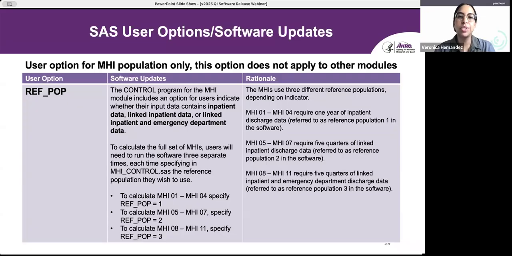So the values for this option include RefPop 1 for MHIs 1 through 4, which require 1 year of inpatient data. RefPop 2 for MHIs 5 through 7, which use 5 quarters of linked inpatient data. And then finally, RefPop 3 for MHIs 8 through 11, which use 5 quarters of linked inpatient and ED data. So this option is important. It'll help users ensure that each of the MHIs uses the correct reference population for accurate calculations.